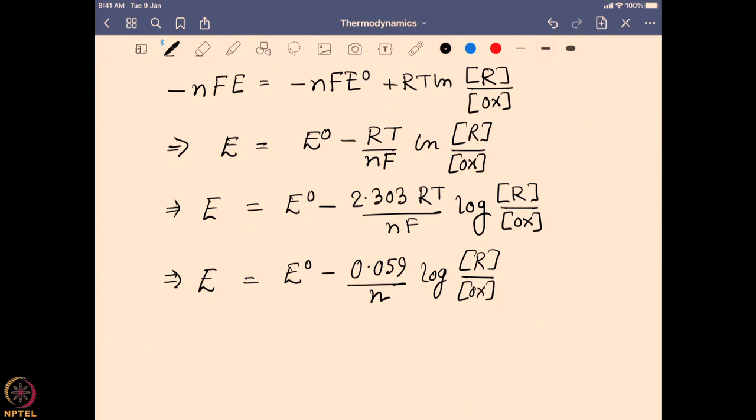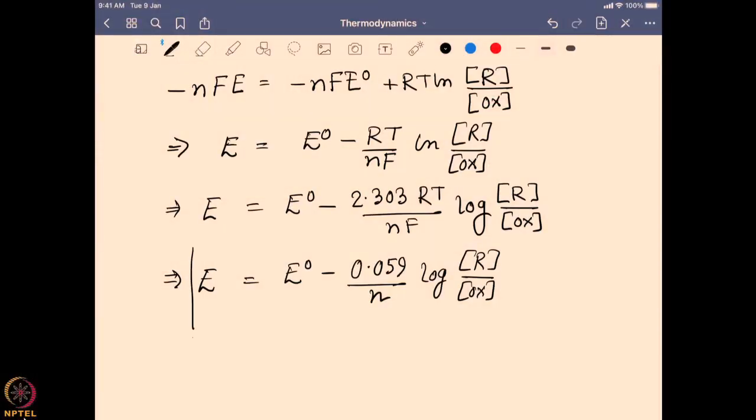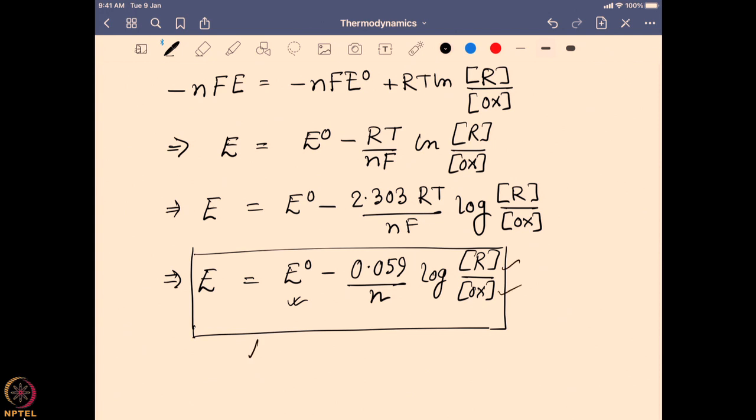So over there you can see that by using the Gibbs free energy and its connection to the potential of a system, delta G equal to minus nFE, and using the van 't Hoff equation, we arrive at this particular equation where we can define the potential at any particular condition, connected to the standard potential, with respect to how much oxidant and reductant is present in that condition. And this equation is known as the Nernst equation.